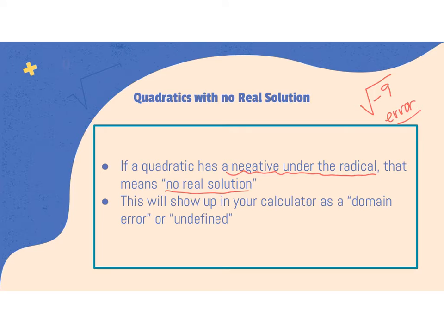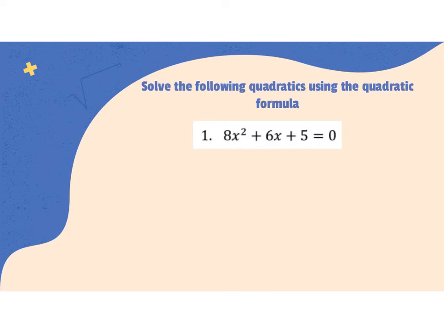The reason you can't take the square root of a negative is because there's never a time that a number times itself gives you a negative result. A negative times a negative always gives you a positive. A positive times a positive always gives you a positive. You can't multiply something by itself and get a negative answer. So that means we have no real solution to that equation, and you see domain error or undefined when you type it in your calculator. Let's take a look at an example and see what this looks like.